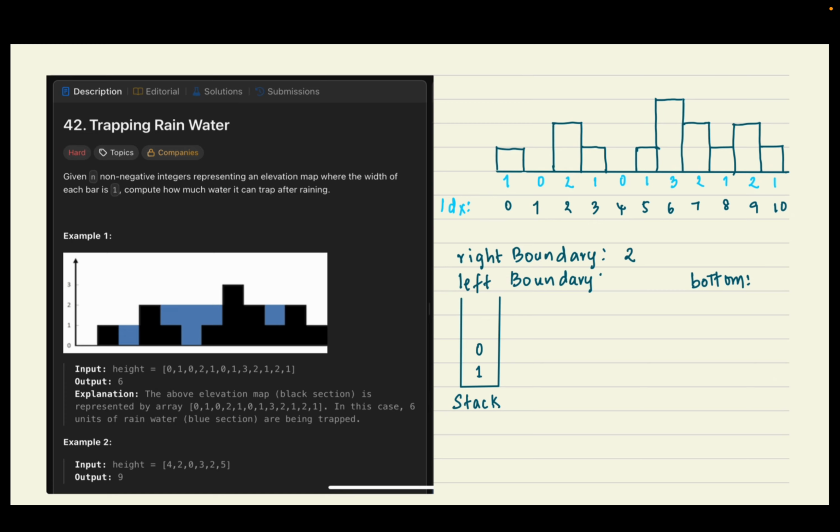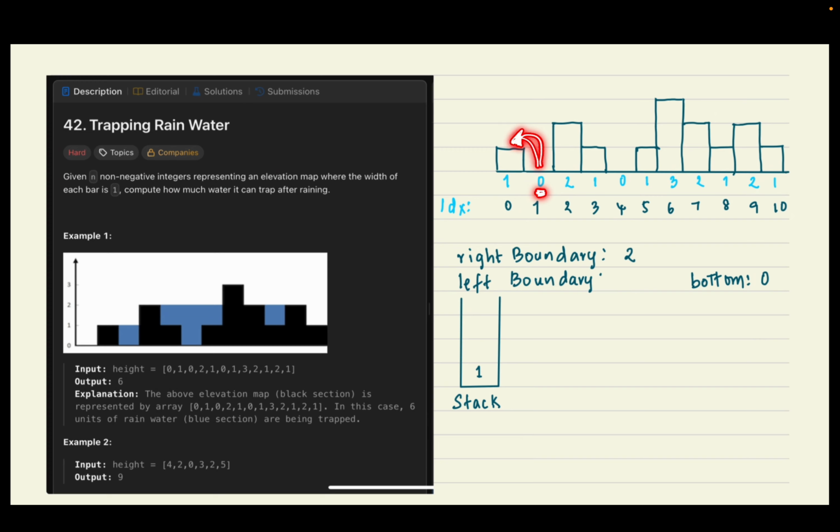Okay. Now, since the top of my stack is lesser than my current building, that means for the top of my stack I have encountered its right boundary. So that is what I have mentioned over here. Since I have encountered its right boundary, now I should determine its left boundary. So what I will be doing is taking 0 out of my stack and keeping it as my bottom. Now, what will be the left boundary? For this particular index, what is its previous building?